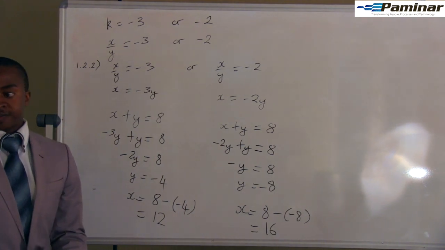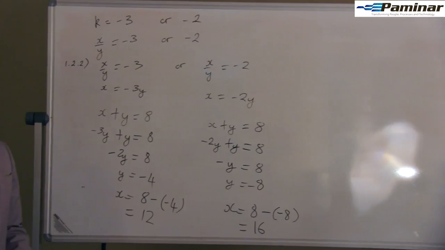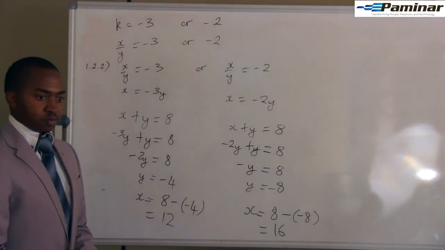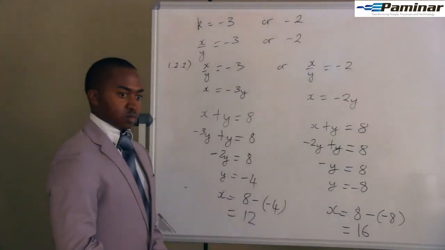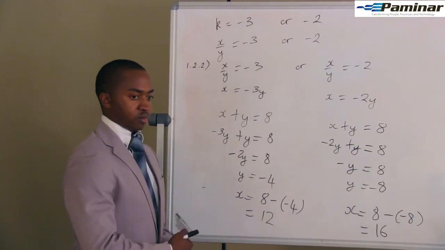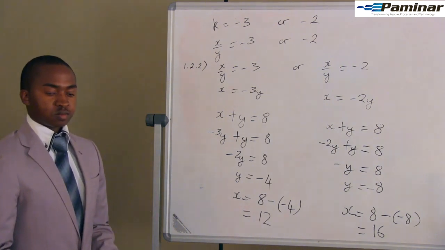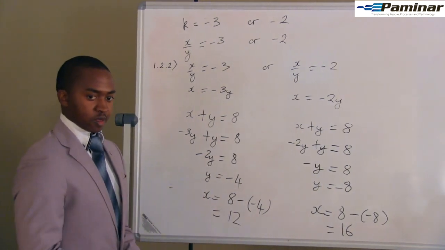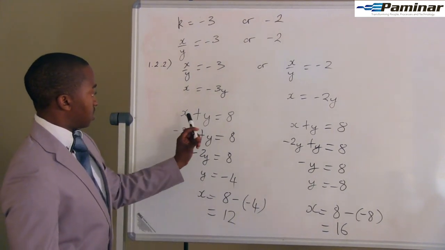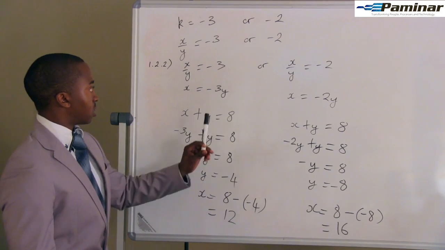Anyone have questions? So this is the same as when you're solving for x and y simultaneously. That's pretty much the same method. Okay. What I didn't get is how do you get x is equal to negative 3y? Yeah. Negative 3y. Yeah. Okay.